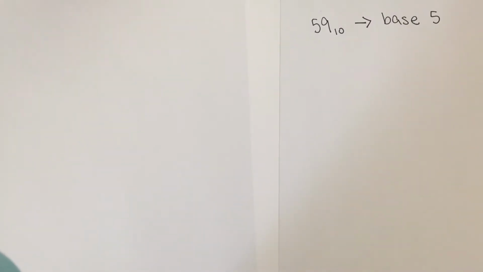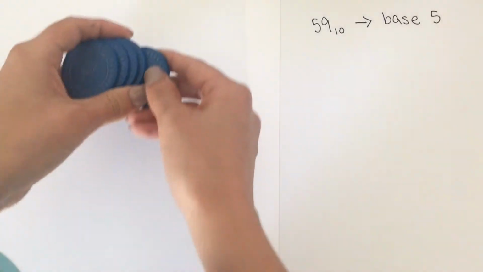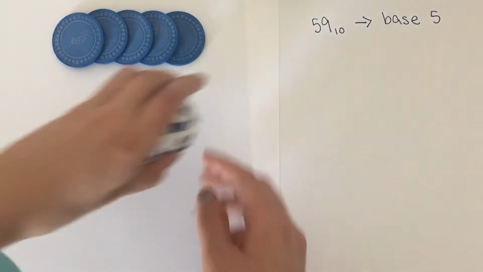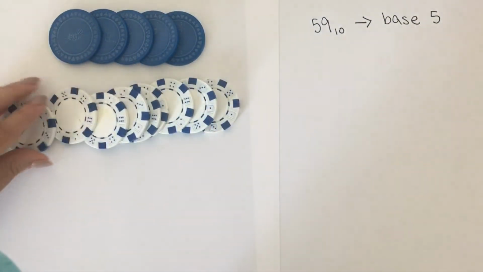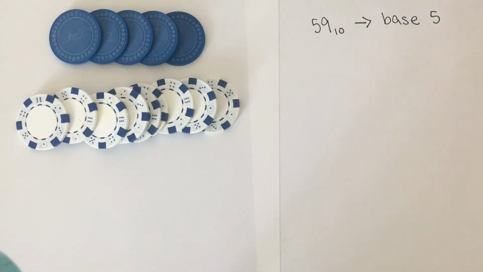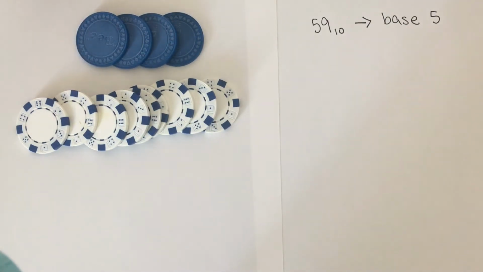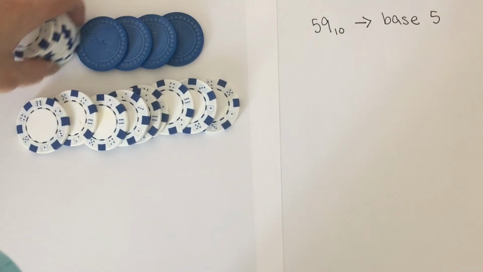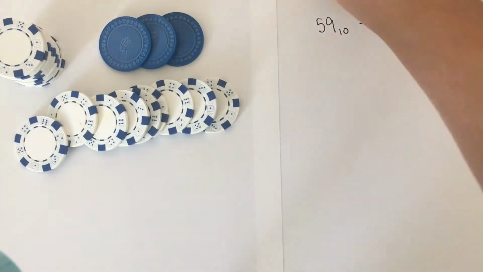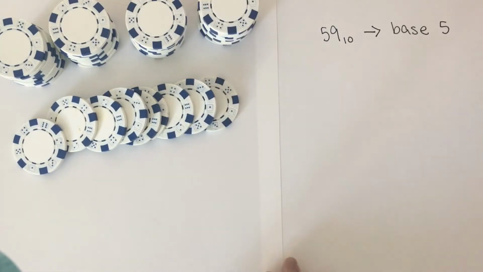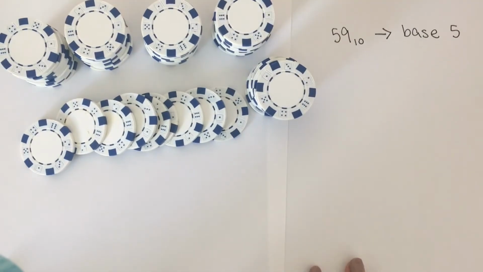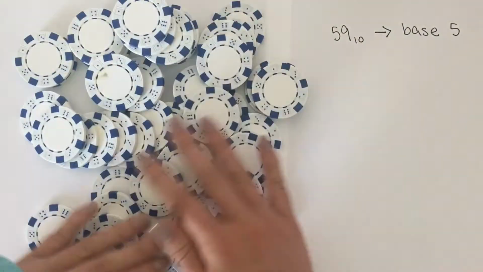59 in base 10 would require 5 10 chips and 9 1 chips. To think about it in base 5, we want to first turn all of our chips into single unit chips. So instead of each of these 10 chips, we're going to replace it with a stack of 10. Now we have 59 single chips.